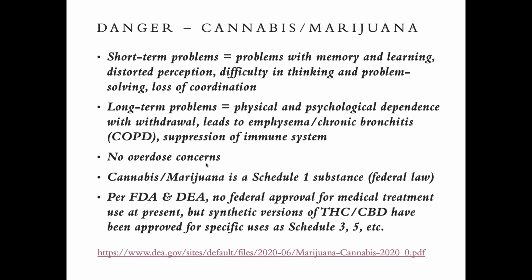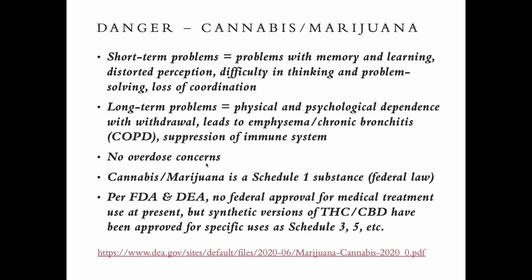So if someone uses cannabis or marijuana on a long-term basis, first of all, there's that dependence with withdrawal. There's the risk for COPD, and there is some indication that over long term, it suppresses the immune system. With cannabis, marijuana, there are no overdose concerns, because that's another one that the FDA and DEA look at, is overdose concerns. So there are no overdose concerns with cannabis or marijuana.